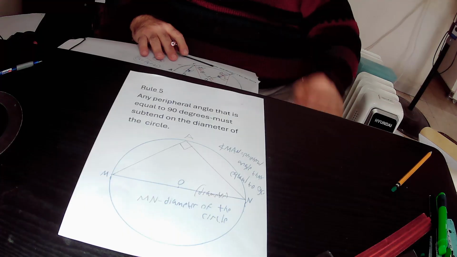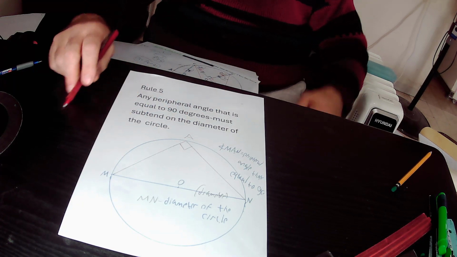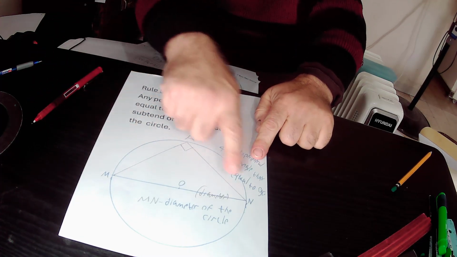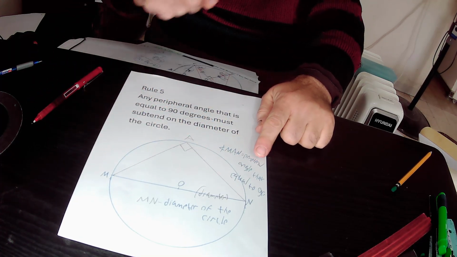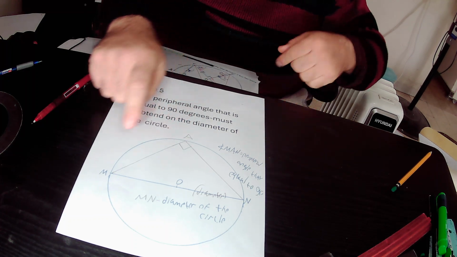According to rule 5, any peripheral angle that equals 90 degrees in size must subtend on the diameter of the circle. In the drawing, we have a circle. This is peripheral angle MAN, which equals 90 degrees in size. Peripheral angle MAN subtends on chord MN.